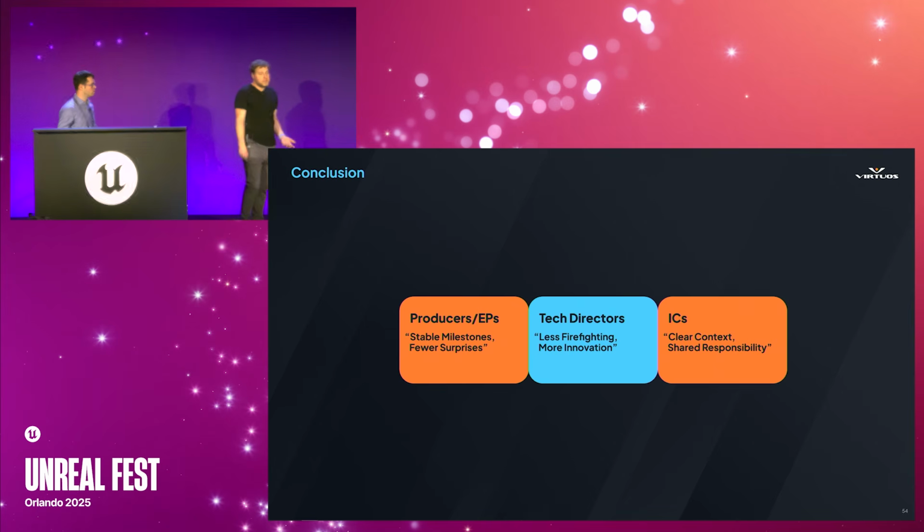Producers and EPs, they gain that predictability. They can clearly see whether the product is on track or not, or if there are particular problems, they have still ways to go to solving them, or ultimately if they need to pivot and deal with those problems.